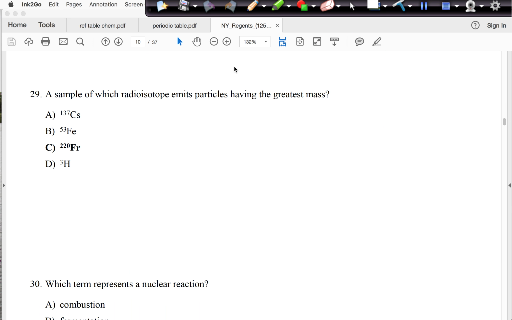If we want to know which radioisotope emits particles having the greatest mass, we're going to have to look at table N. So we're going to look at cesium-137, Fe or iron 53, Fr or francium 220, H or hydrogen 3.